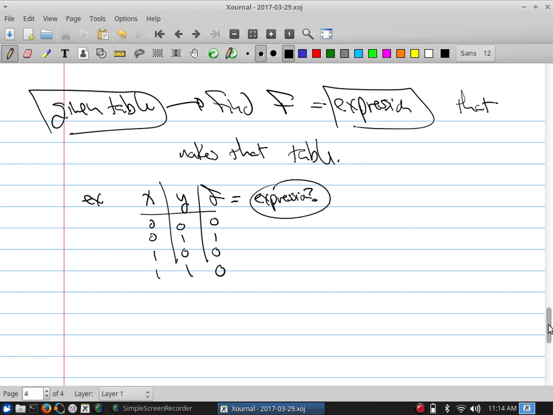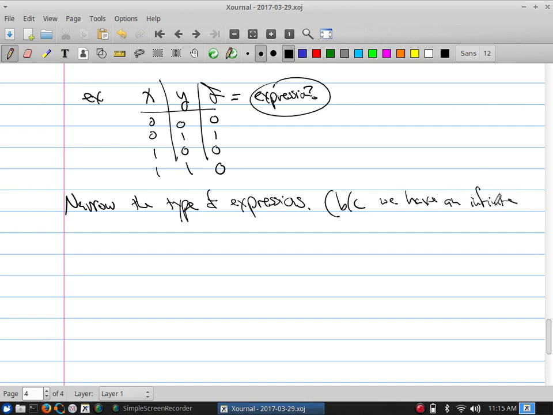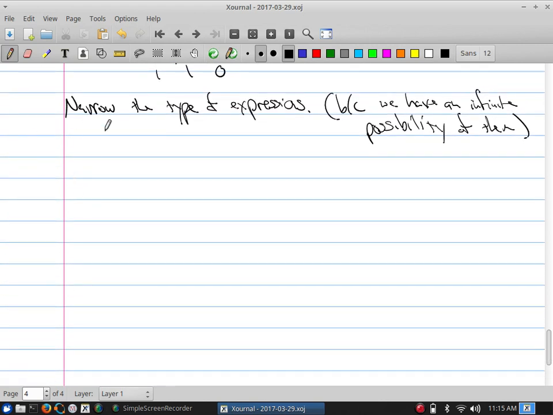So step 1 is, because possible expressions are infinite, we're going to narrow it down. We're going to narrow the type of expressions because we have an infinite possibility of them. Countably infinite, but infinite, so we got to narrow it. Just simply making things up at the top of your head won't work. First thing that we're going to do is we're going to need some terms to work with. Step 1, a literal. What's a literal? A literal is either x or x bar. It's a variable or a variable's complement.